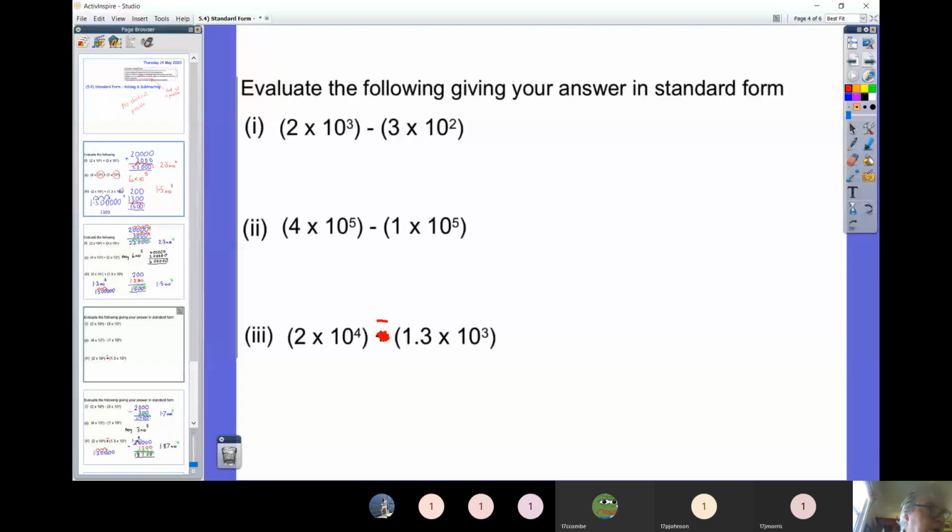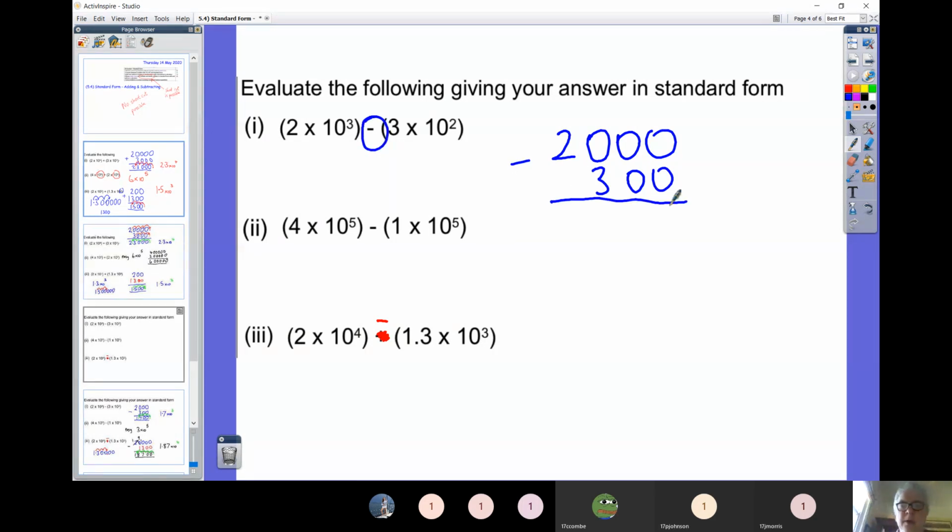And when you take away, it's exactly the same process, but of course you take away. So let's just do number 1. So 2 times 10 to the 3 is 2 with 3 noughts after it. 3 times 10 to the 2 is 3 with 2 noughts after it. But of course we're now taking away. So just remember how you do taking away. You've got to borrow when you've got ones like this.